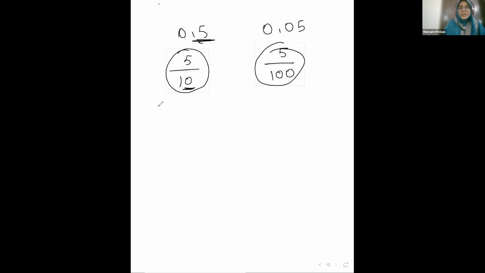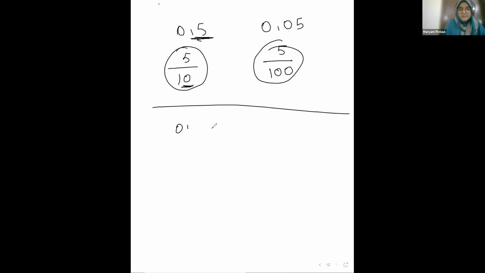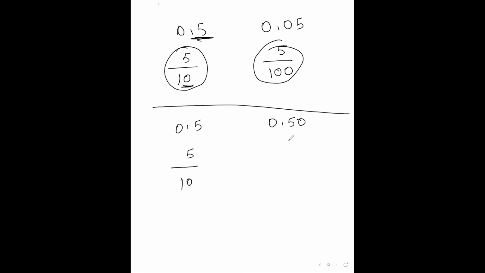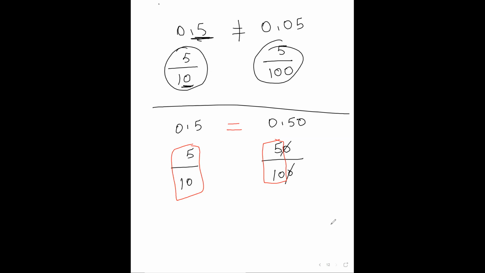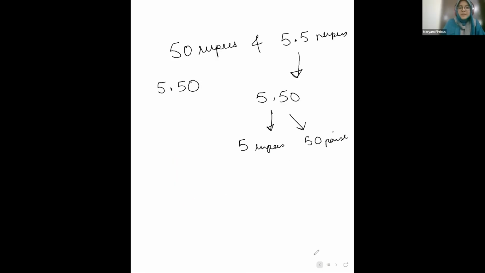Okay. But on the other hand, if you have 0.5 and 0.50, 0.5 again, you can write it as 5 by 10. 0.50, how can we write it? 50 by 100. This 0 and this 0 get cancelled. Again, you're left with 5 by 10. So they're the same thing, yes or no? Yes. So this one is equal and this one is not equal. Getting it? Yes.